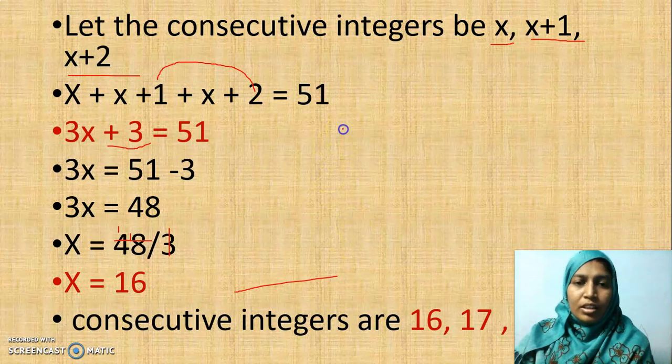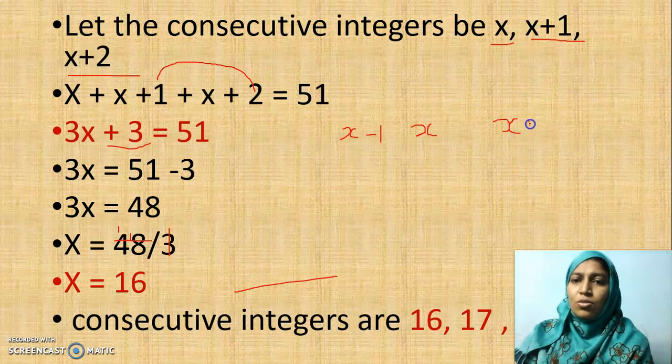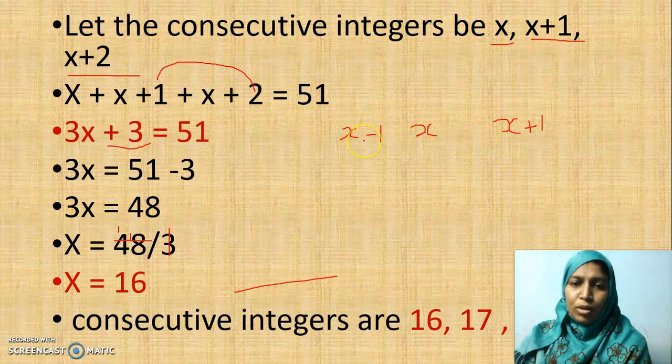You can take the integers to be x minus 1, x and x plus 1. These three are also consecutive integers only. See here, if this is 13, this will become 12 and this becomes 14: 12, 13, 14. Even like this you can take it. If I take it like this also, I will get the same answer. Plus plus, which is equal to 51.